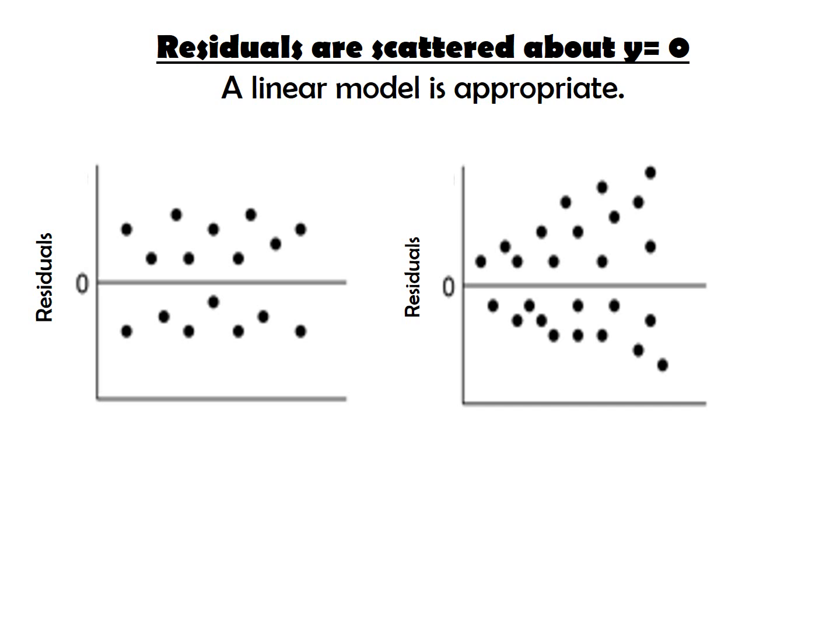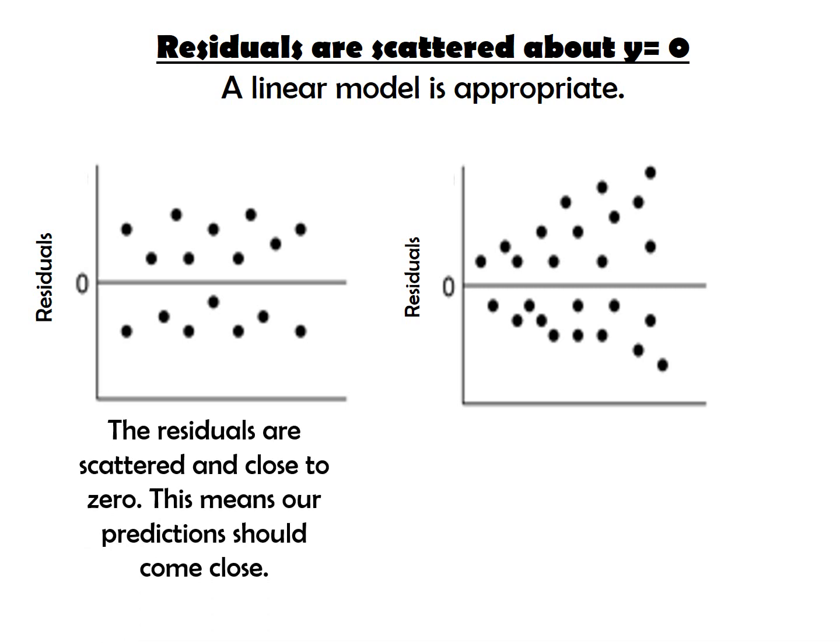If you take a look at the first graph, this is a residual plot. These are how far the data points were from the predicted data points. And you can see it's scattered all around that y equals 0 line. So that means that a linear model is appropriate. Since the residuals are equally spaced out, our predictions are probably pretty close.